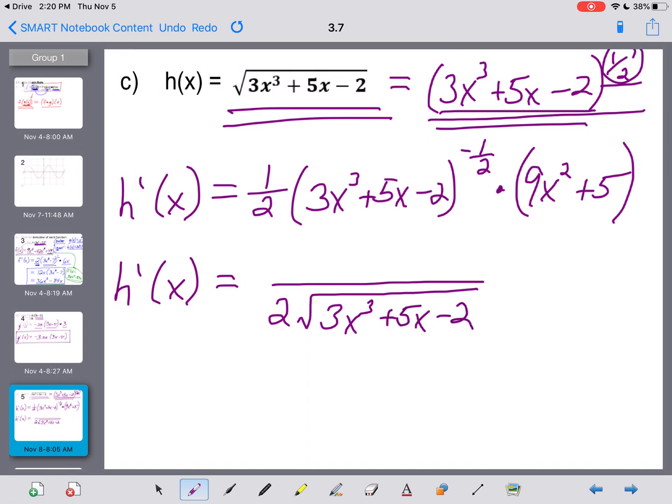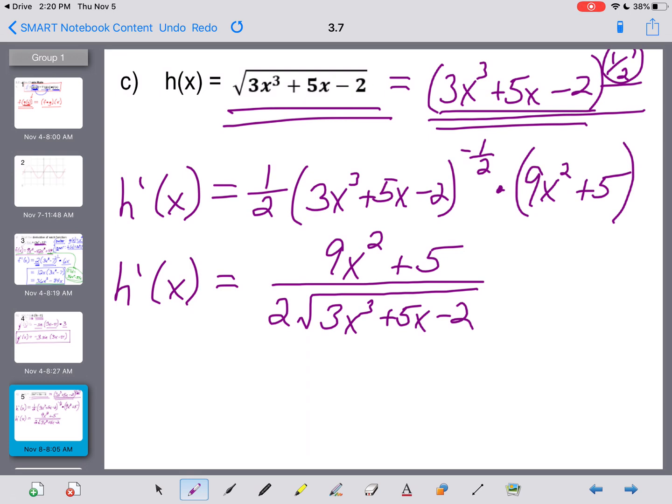And the last thing to deal with is the 9x squared plus 5. That factor just gets multiplied in the numerator, doesn't have anything to get multiplied by, so it just stays 9x squared plus 5. And that, everybody, is about as good as it's going to get.